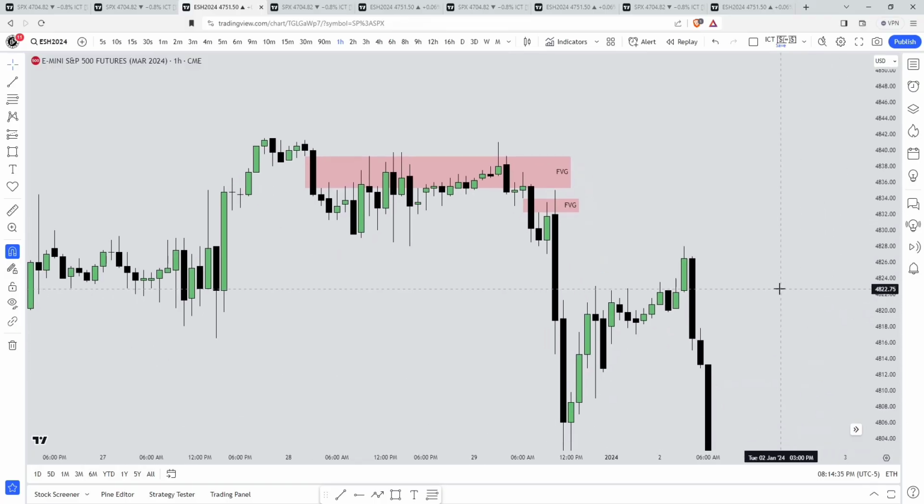Now later in this series, you're going to be figuring out how to pick the right fair value gaps, which a lot of people don't talk about. We'll be using a specific model, and I'll show you guys the 3 main functions on how I use fair value gaps.